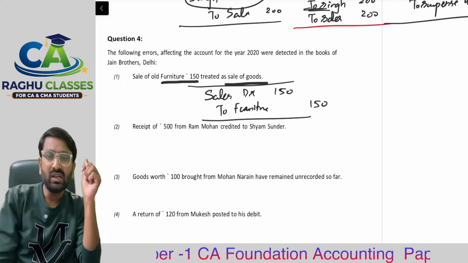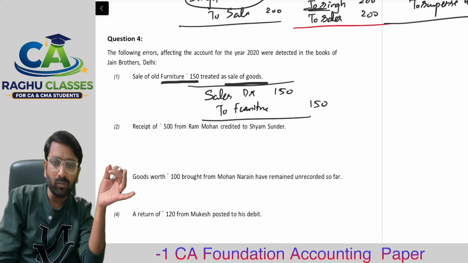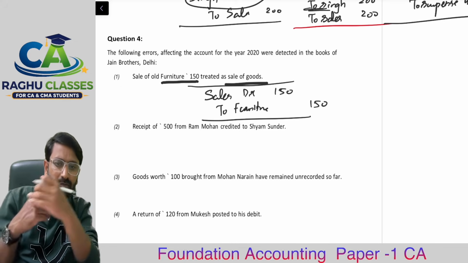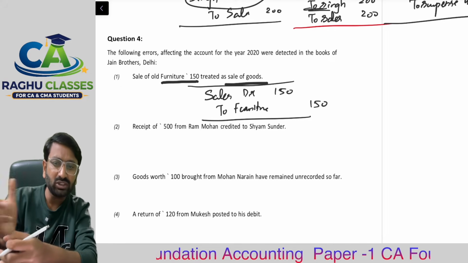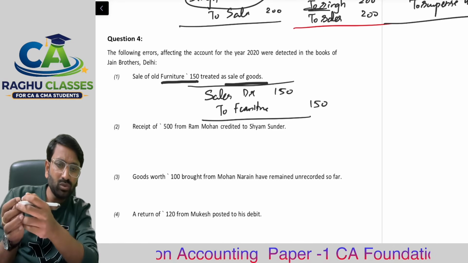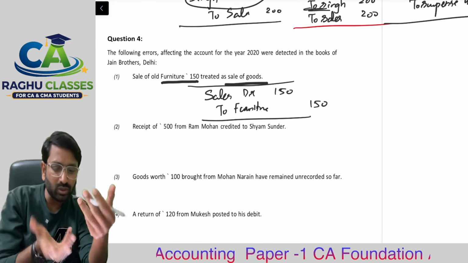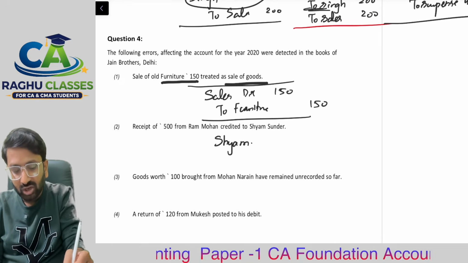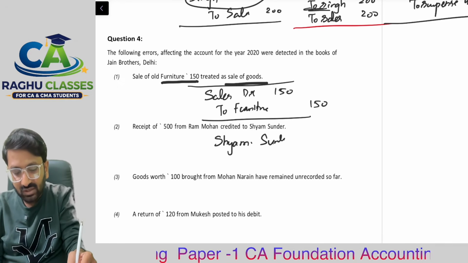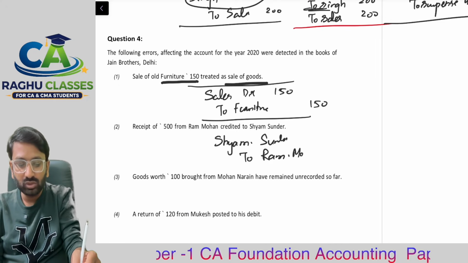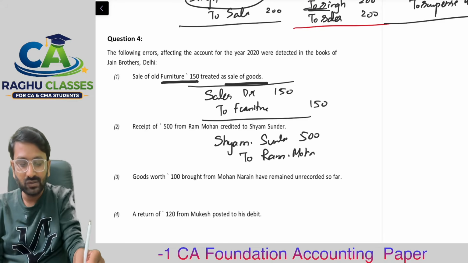Next one. Receipt of 500 from Ram Mohan credited to Shyam Sundar. So when you get money from Ram Mohan, entry should have been cash account debit to Ram Mohan. It is credited to Shyam Sundar. So can we say rectification will be Shyam Sundar needs to be cancelled to Ram Mohan? Shyam Sundar to Ram Mohan 500 rupees.